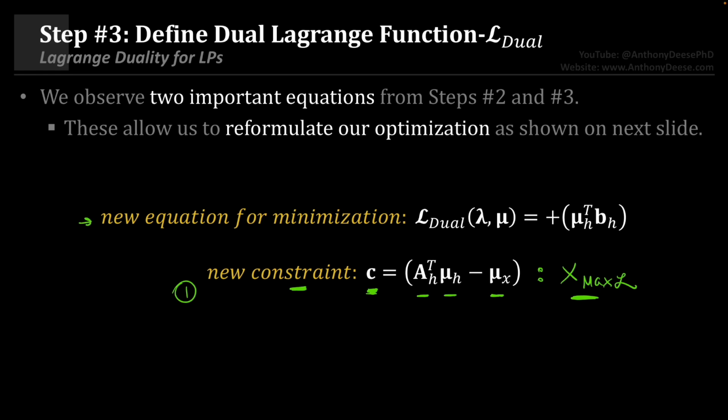We also have a new equation for minimization, which is our dual Lagrange function in terms of lambda and mu only, although we don't really have a lambda, so we can get rid of that. And so what we end up with is mu sub H transpose times B sub H, where all this is coming from our H of X constraints. Why is this minimization and not maximization? Because we always apply the opposite to the dual Lagrange function as compared to what we apply to the primal. In this case, the primal is a maximization problem. We were applying maximization in the first step of duality, and now we're applying minimization.